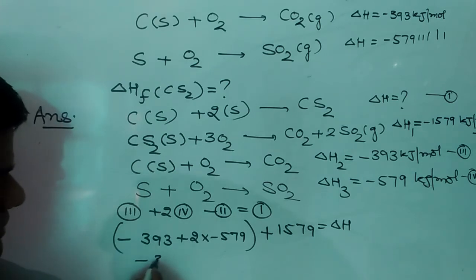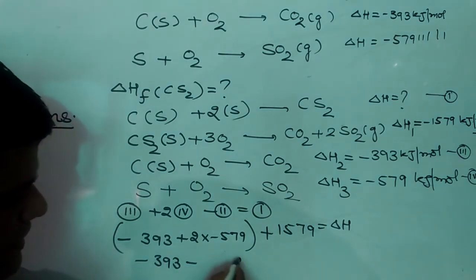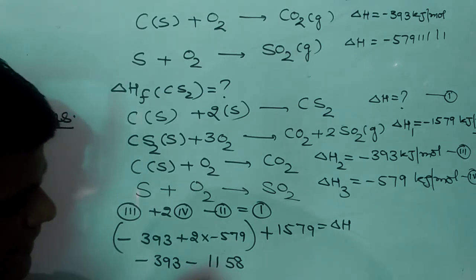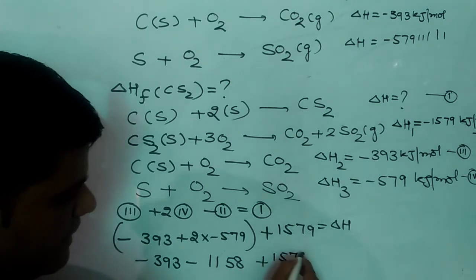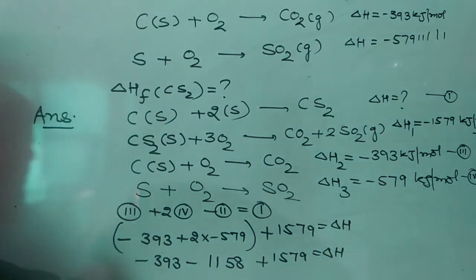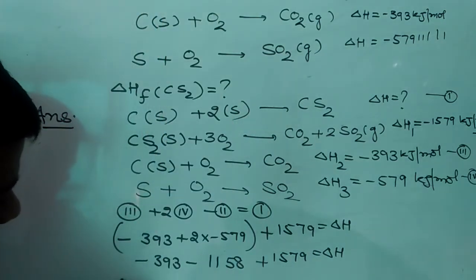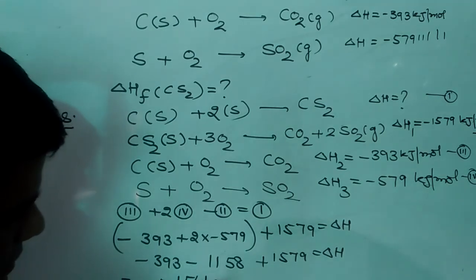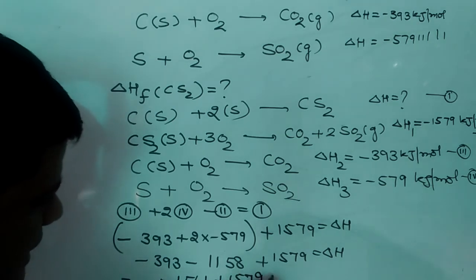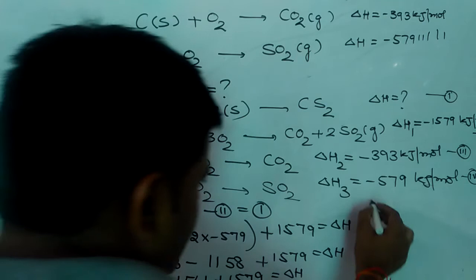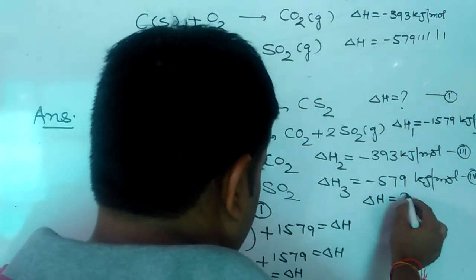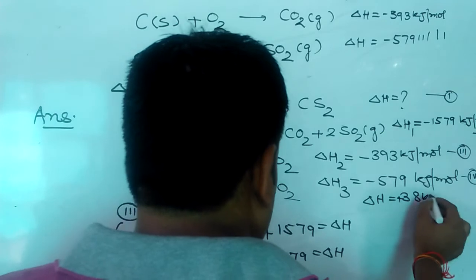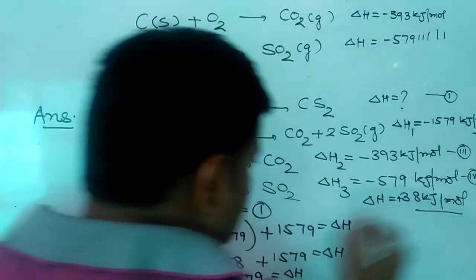So it will be minus 393 minus 1158 plus 1579, that is equal to delta H. From this it will be minus 1551 plus 1579, that is equal to delta H, and from this delta H comes out to be plus 38 kilojoule per mole.